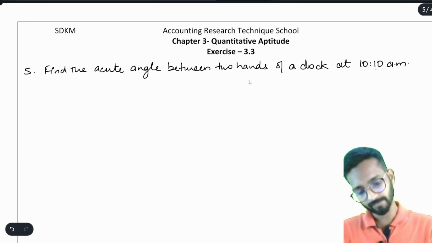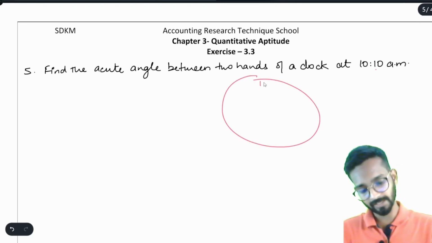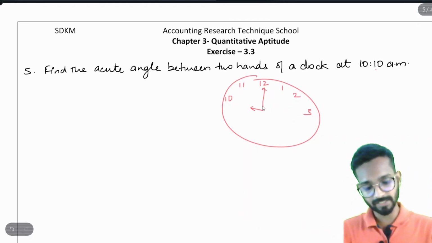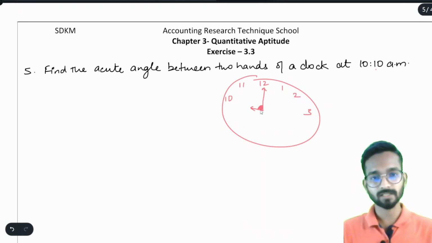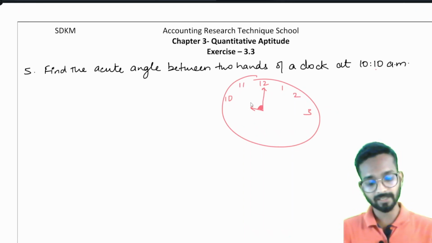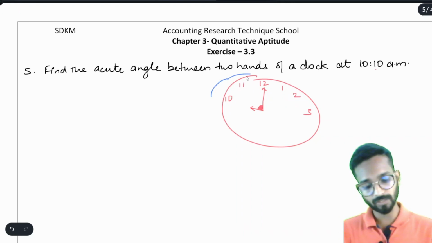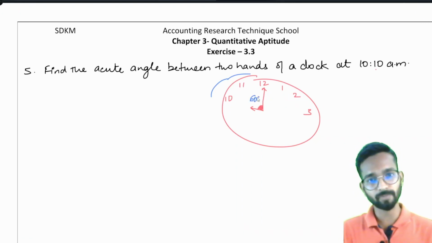If I tell you that at exactly 10 o'clock, they are talking about the acute angle, it means the inside angle they are making here is how much? At exact 10 we know that there are two consecutive numbers, 10 to 11 and 11 to 12, so we can say it is nothing but a 60-degree angle. This we have already learned in the previous video.